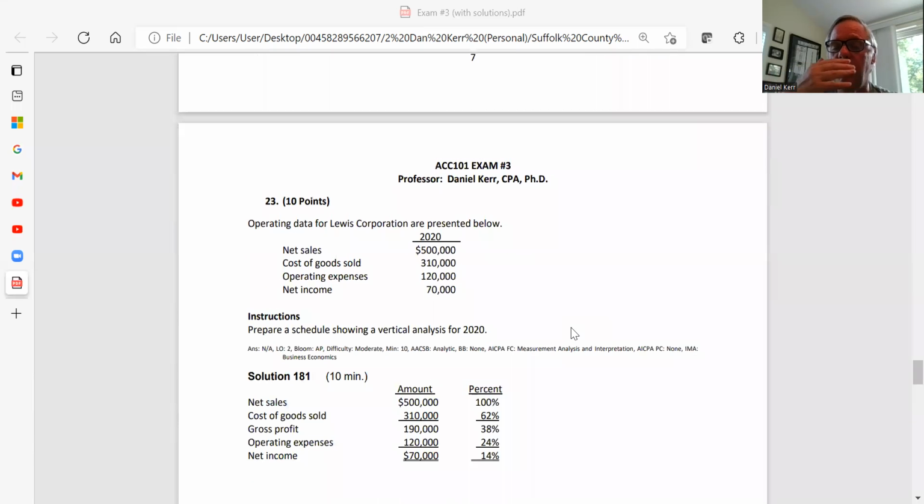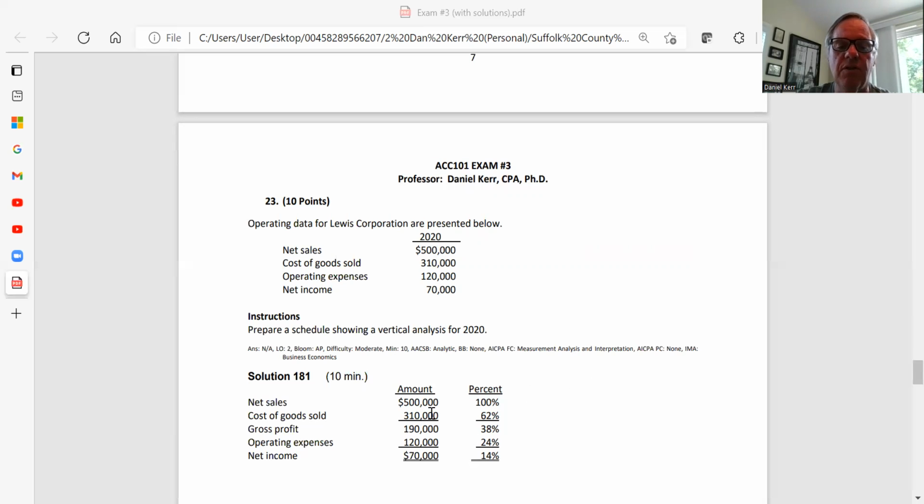The third one here was very simple, although some of you got some strange numbers. In vertical analysis, if you do the income statement, everything is expressed as a percentage of sales. If you do the balance sheet, everything is expressed as a percentage of total assets. Here it was just the income statement, so everything divided by net sales, which is 500,000. So 500,000 divided by 500,000 gives you 100%.